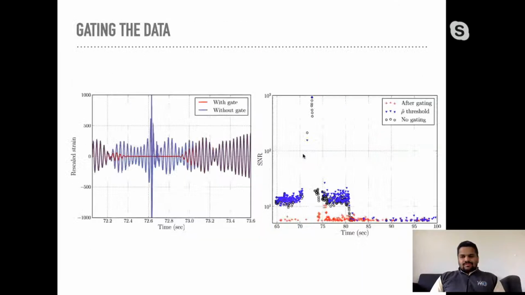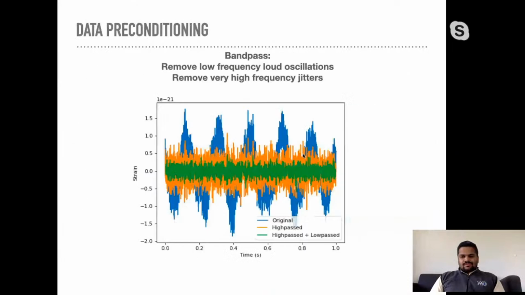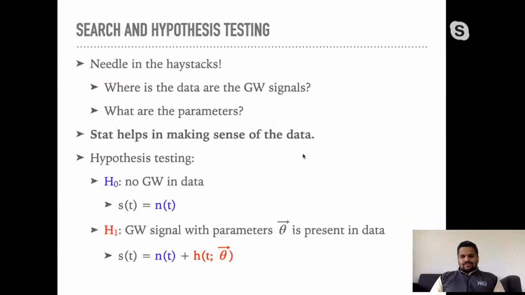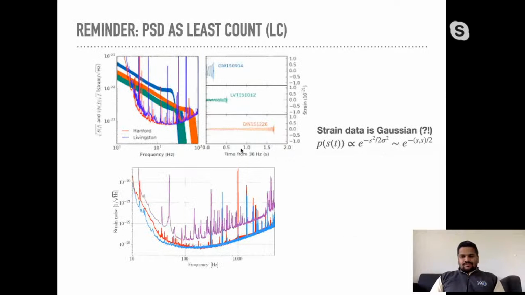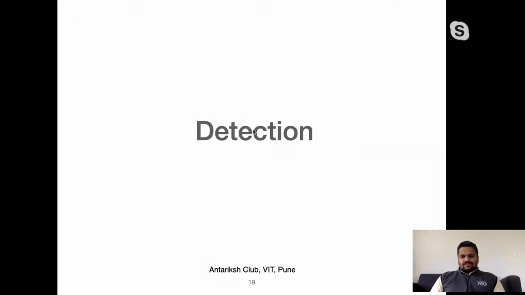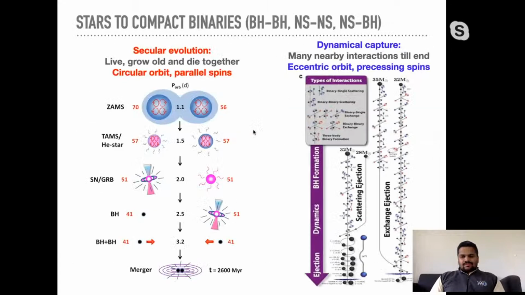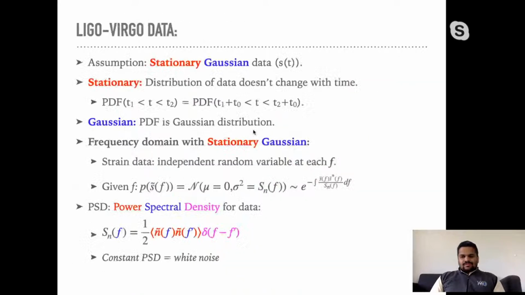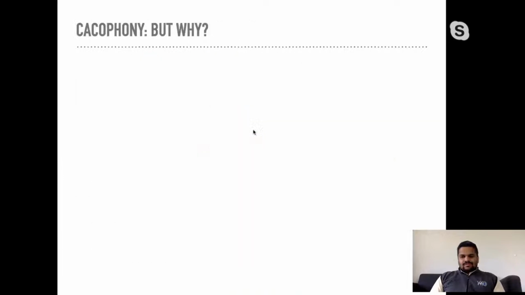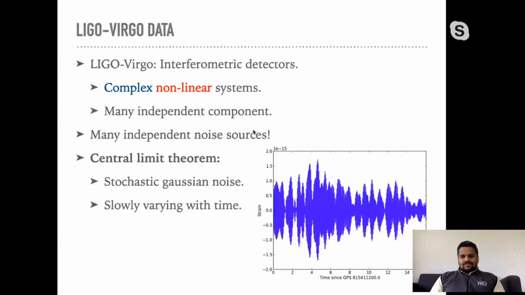So, we don't assume signals to be Gaussian. We assume data to be Gaussian and not signals. Signals are like whatever these waveforms look like. And why do we assume data to be Gaussian? The reason is many independent noise sources, as I mentioned here.